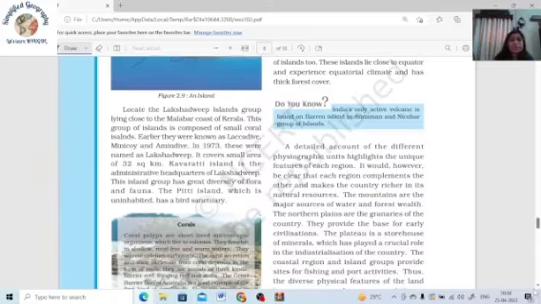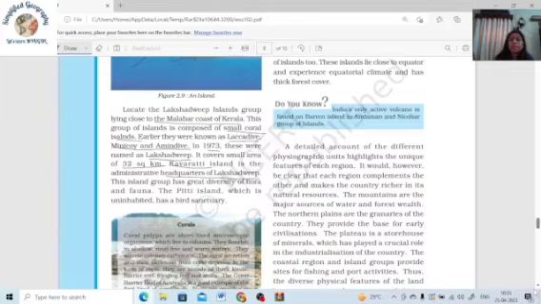Lakshadweep Island is lying very close to the Malabar coast of Kerala. This group of islands is composed of small coral islands. Earlier they were known as Laccadive, Minicoy and Amindivi. In 1973 these were named Lakshadweep, and it covers a small area of 32 square kilometers. And Kavaratti Island is the administrative headquarters or the capital of Lakshadweep.